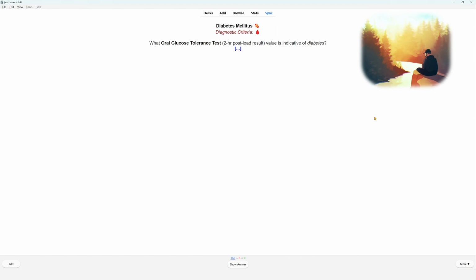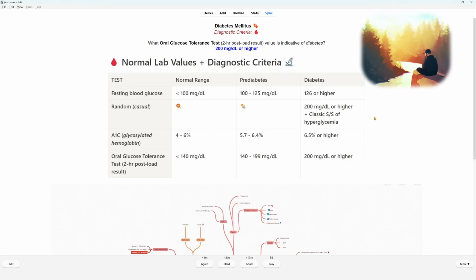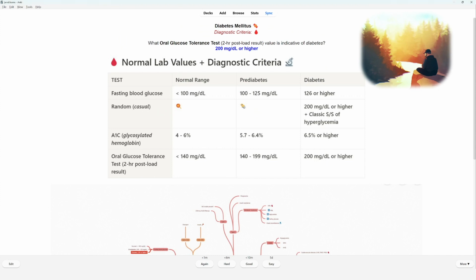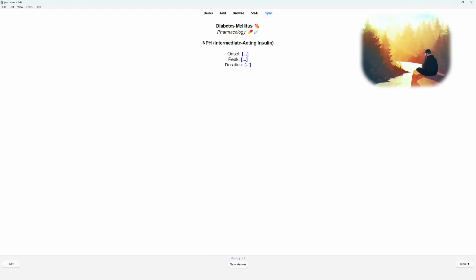Oral glucose tolerance test, 2-hour postprandial. It's indicative of diabetes. I don't know it. I'm just going to flip. That's 2. All right. What oral glucose tolerance test value is indicative of diabetes? It's over 200. So I didn't get that right.